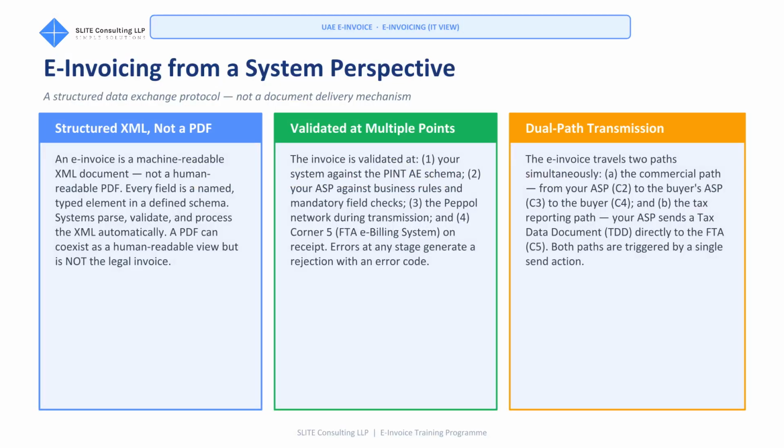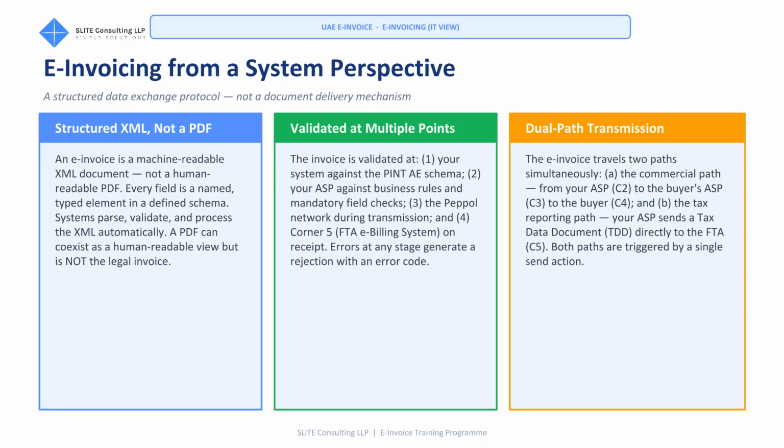Start with the mental model shift. An e-invoice is not a document. It's a structured data exchange. 3 things to internalize. 1. It's XML, not PDF. Every field is named and typed, parsed by machines, not eyes. A PDF can ride along for humans, but it has no legal standing as the invoice.